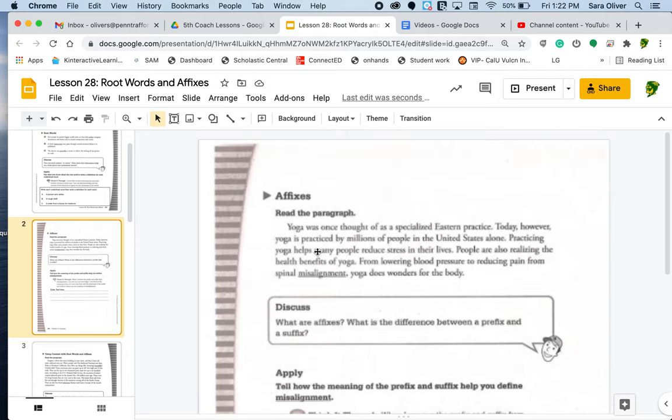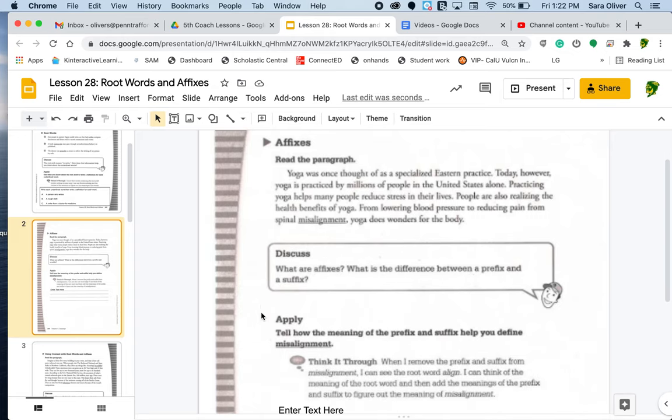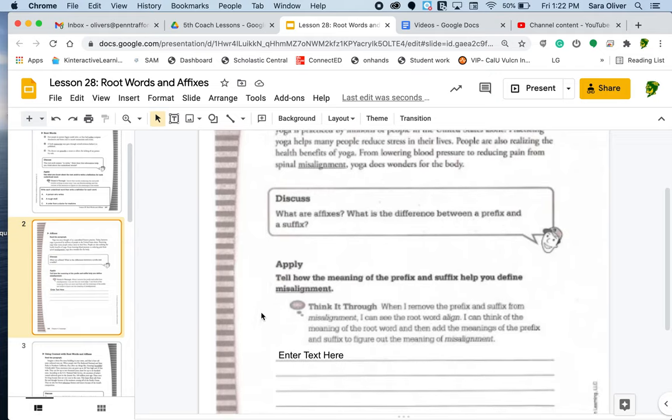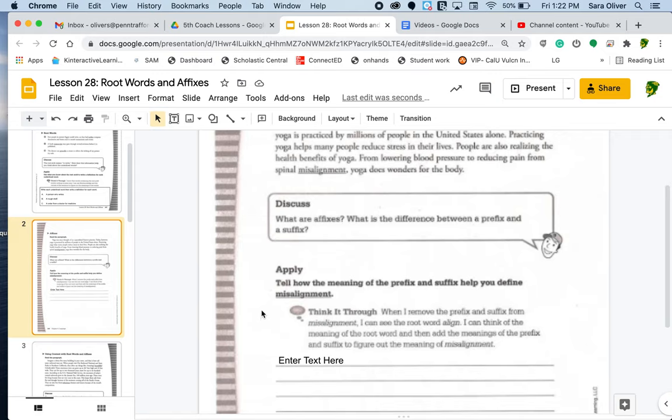Moving on to slide 2. Read the paragraph. We are looking for affixes, which can be a prefix, meaning beginning, or a suffix, which means the end. Tell how the meaning of the prefix and suffix help you define misalignment. We'll come back to that.